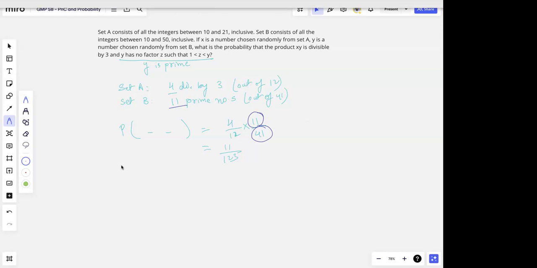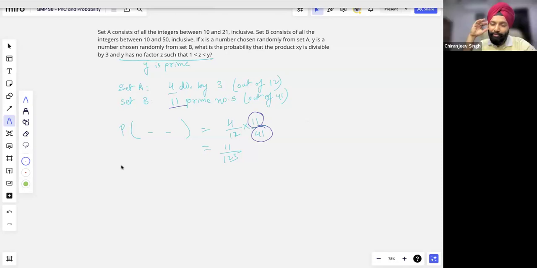Sir, out of those prime numbers, we have to pick how many of them are divisible by 3. Out of the prime numbers, nothing is divisible by 3. Y is supposed to be a prime number. X is supposed to be a multiple of 3. So there are 11 prime numbers, and 4 multiples of 3. You're picking X out of 12 numbers, and Y out of 41 numbers, because it is 10 to 50. So this is consistent. What you are saying is, in case of X, I'll keep it 4 by 12, but in case of Y, I'll make it 11 by 11. But my point is, if it's 11 by 11, why are you not making it 4 out of 4 here?